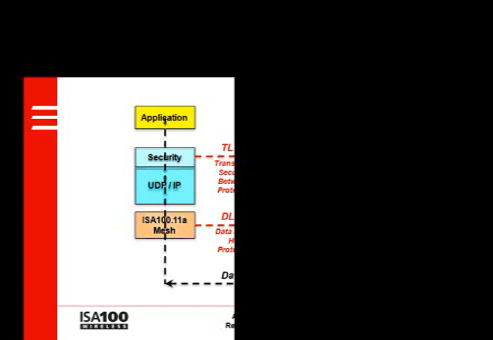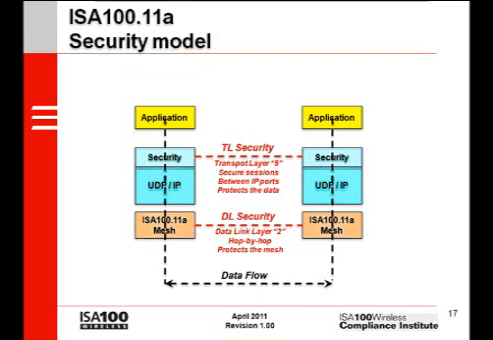Transport layer security provides end-to-end protection of your data. As an analogy, end-to-end security protects your credit card data when you purchase something on the Internet. Transport layer security in ISA100 performs approximately the same function. It protects your data end-to-end.